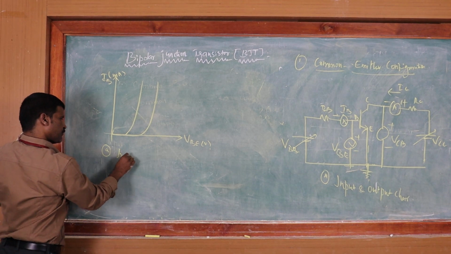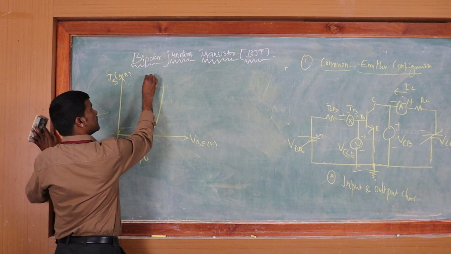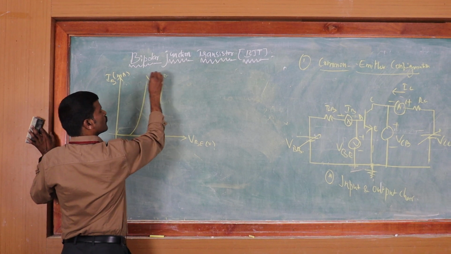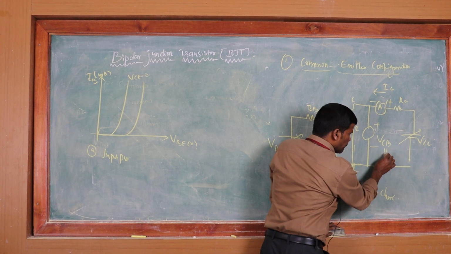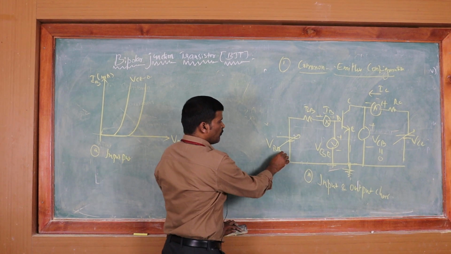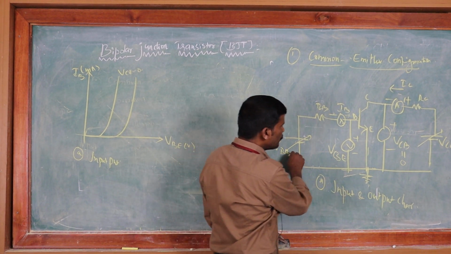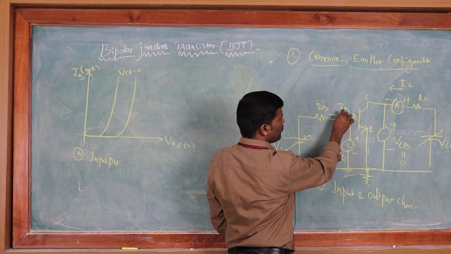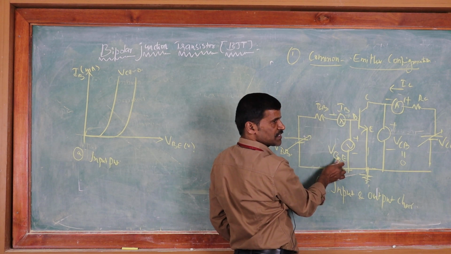So in order to determine the input characteristics of the CE transistor, the first step is we need to set VCE equal to 0. In the output junction, set VCE equal to 0, and by varying the VBB input junction voltage, you need to note down IB versus VBE. In this junction the diode is in the forward bias direction.